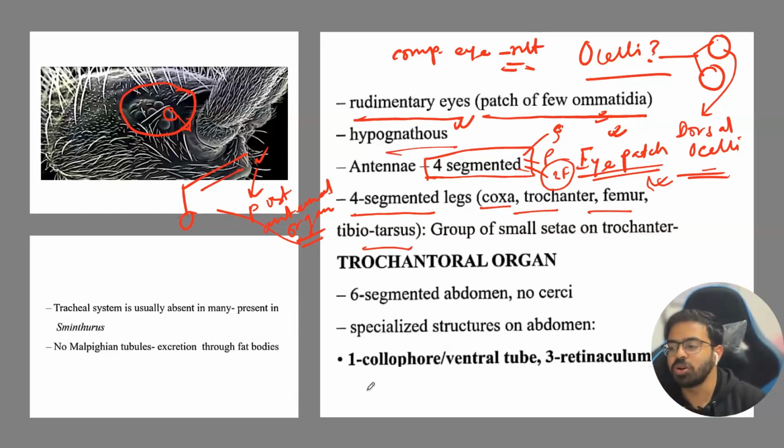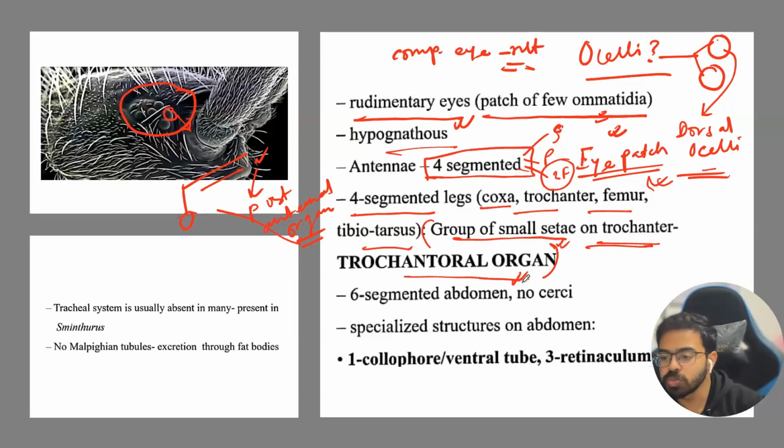So, what is important for you to remember? Antenna is 4-segmented, legs are 4-segmented, for Collembola. It is an extra term. You please remember that in case of Collembola, in the trochanter, there are groups of small setae. This is nothing but some sensory organs. These are known as trochanteral organ, because they are located in the trochanter. It is a group of small setae, not spur, not spine, not anything more. It is simple setae.